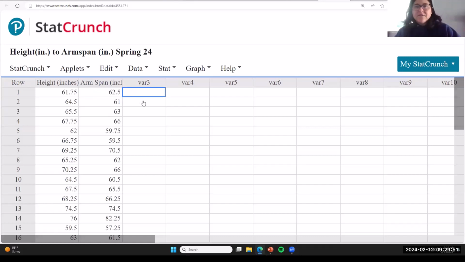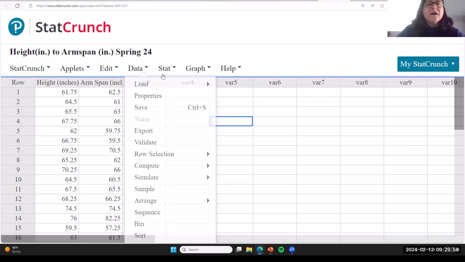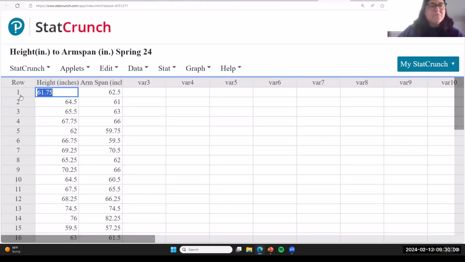That's not going to matter for the first half of class, but it is going to matter for the second half when we go over Module 5. So this first person in row 1, they had a height of 61.75 inches, and their arm span was 62.5 inches as well. The next thing that I'm going to do is go and make a couple box plots for each of these.